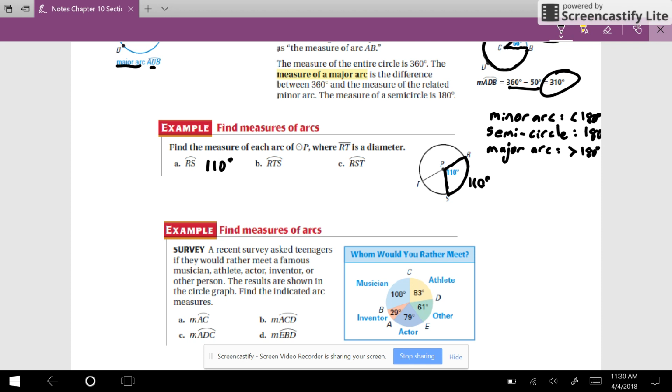That is less than 180. They're not asking you to tell if it's major, minor, or a semicircle, but you will be asked that on the assignment at times. So you would have been able to say that it is a minor arc. Next, it talks about RTS. So we start at R, we end at S, but we have to go through T along the way. So we have to go the long way around. That looks like the rest of the circle. So we could just subtract the 110 from 360, giving us 250 degrees. That is more than 180, therefore it is a major arc.